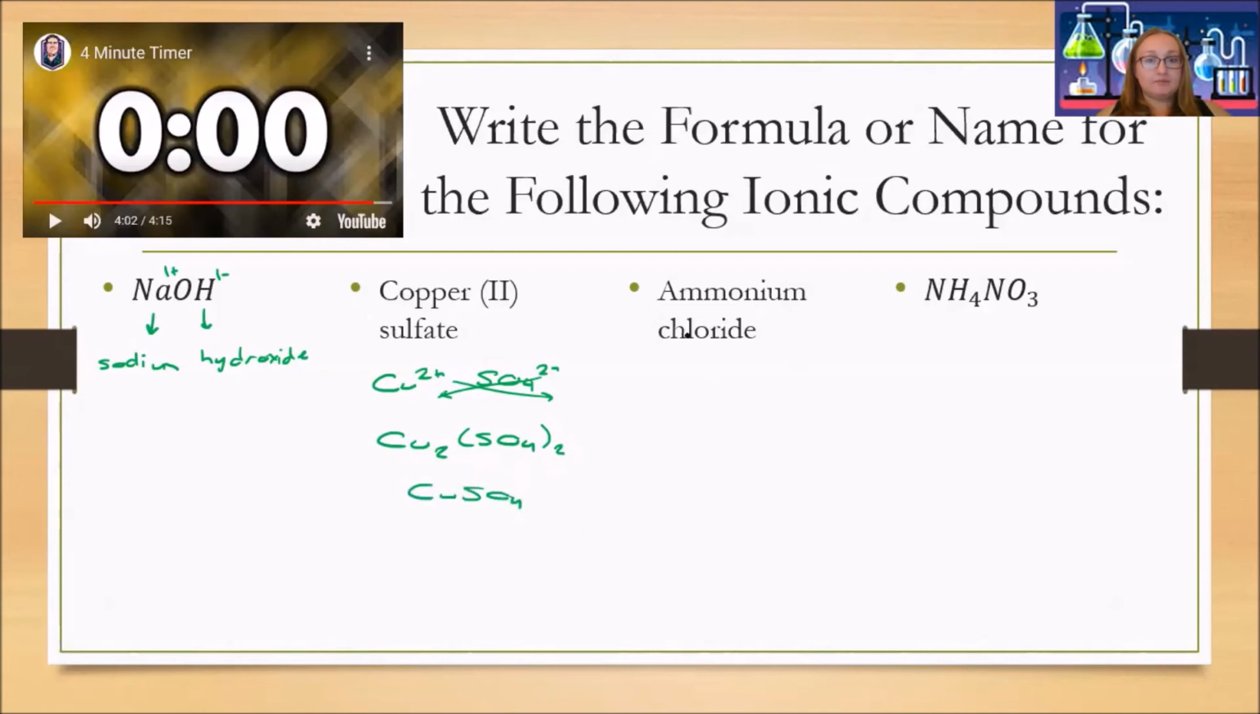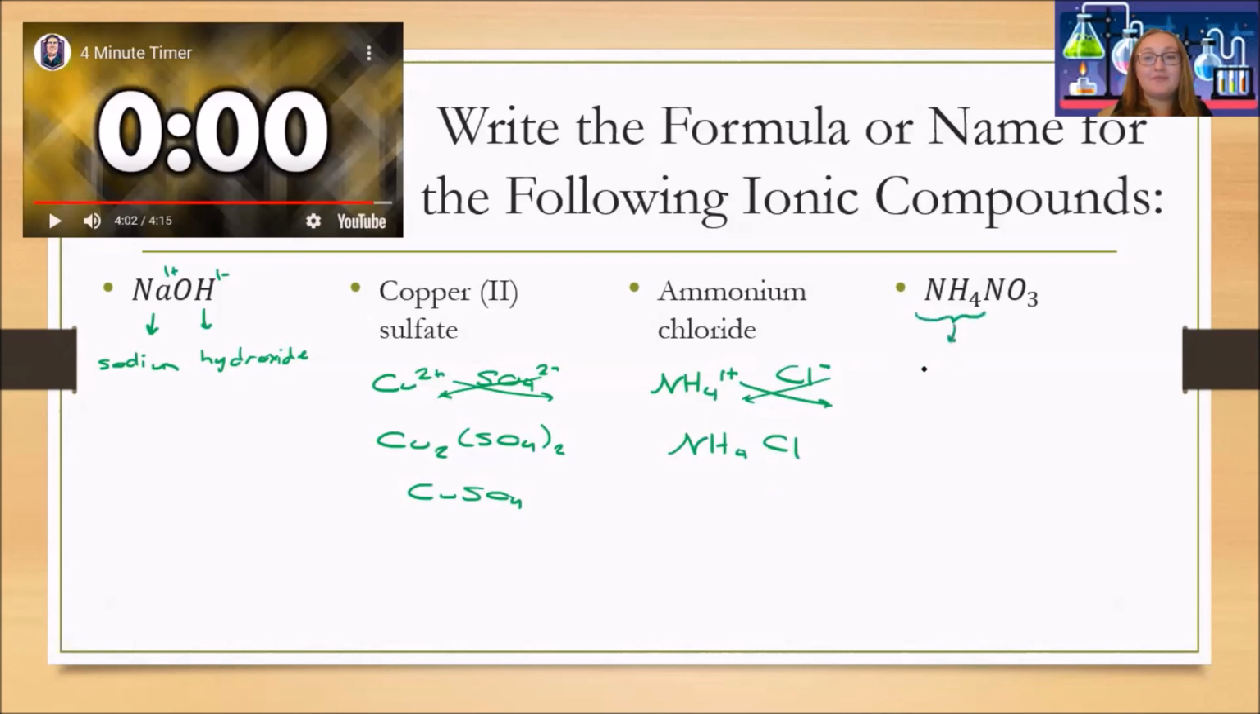Ammonium chloride. Ammonium is a polyatomic ion, and it's a special polyatomic ion because it's the only one that has a positive charge. It's +1. Chloride is chlorine, and it has a -1. I'm going to use my crisscross method, and I find that I have 1 ammonium and 1 chlorine. That's my ammonium chloride. This one is the hardest one because it is an ionic compound composed entirely of polyatomic ions.